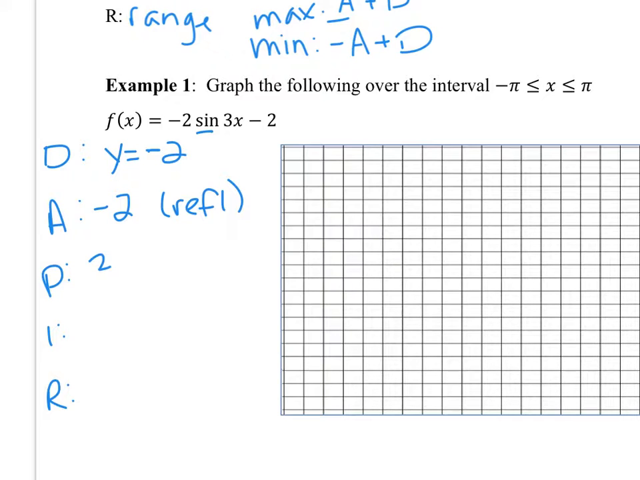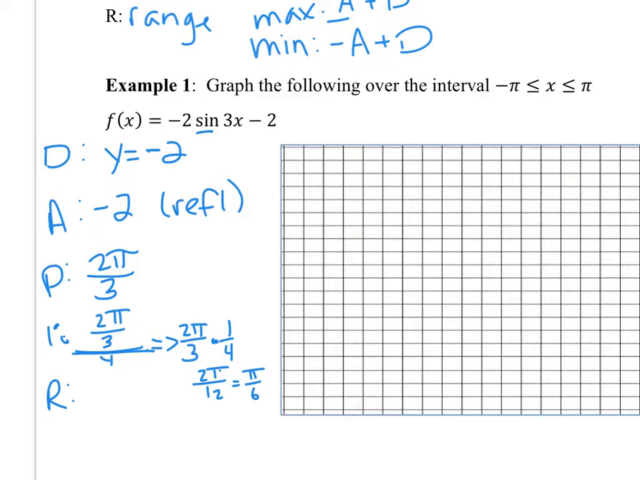The period is 2 pi over b. There it is. So it takes 2 pi over 3 to make one complete cycle. So the interval is 2 pi over 3 divided by 4. So remember, when I do this, it's keep, change the division sign to multiplication, and then flip the 4. So it becomes 2 pi over 12, or pi over 6. Okay, and we're going to talk about what that means. That's the only thing we haven't really gone through because we haven't needed to until now.